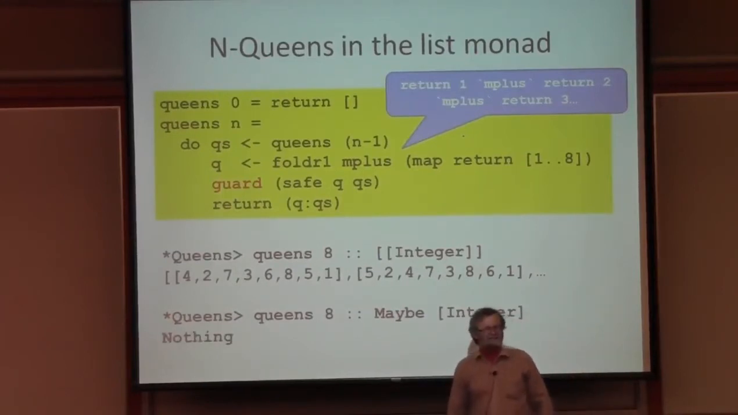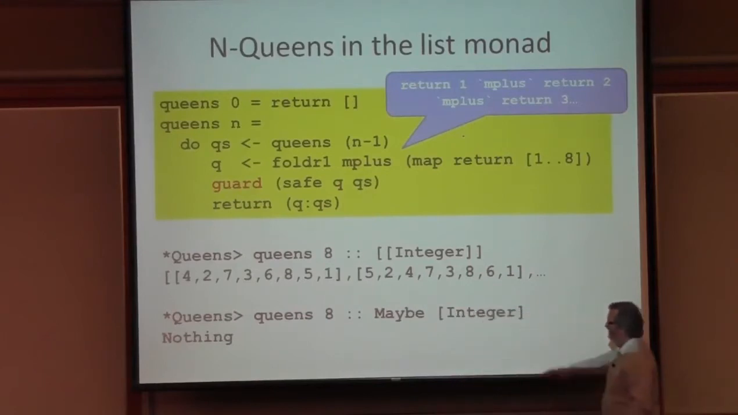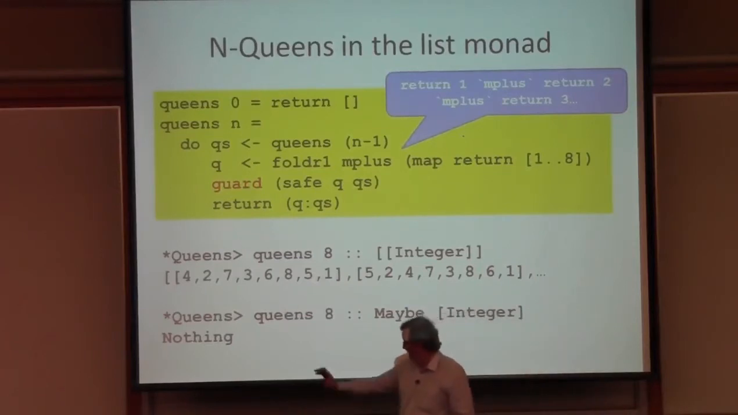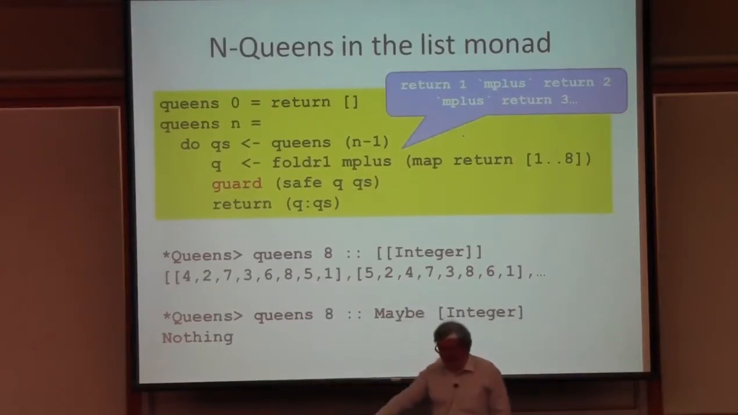No, it fails. Why does it fail? Because the first try for each queen is to put it in the first row. So it's going to say, OK, put the first queen in the first row, second in the first row, and so on, 8 queens in the first row. Is it safe? No. We failed. There we are. You really need to backtrack to find any solutions.